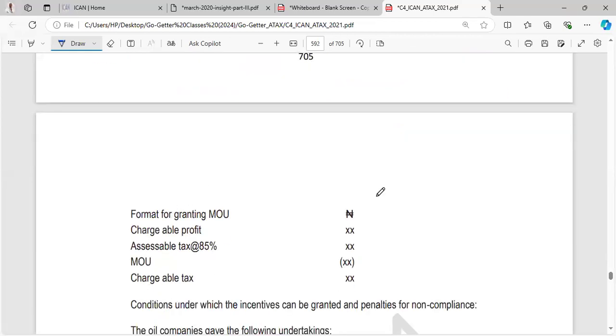So now, the format for granting MOU. When we have the chargeable profit, which we did before, we will calculate our chargeable profit and we calculate our assessable tax. If we have our assessable tax, we will not need to remove the MOU. So if like this question had an MOU, after we've calculated our assessable tax, which is at 85%, we will not need to remove the MOU from the tax. That is to reduce your tax. So your MOU is for reducing the tax that you are supposed to pay.